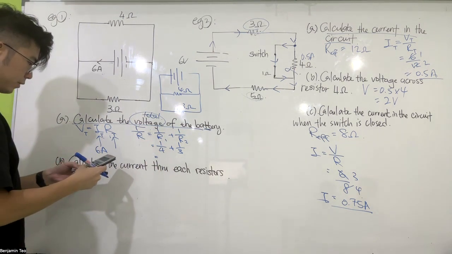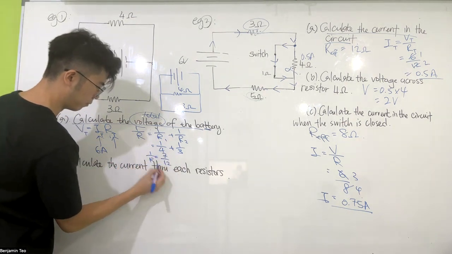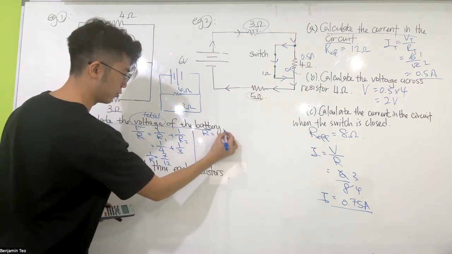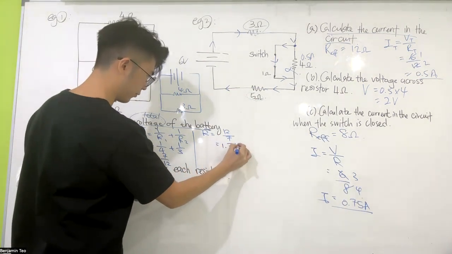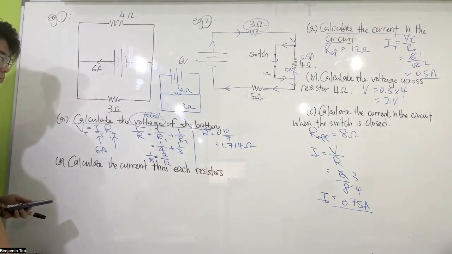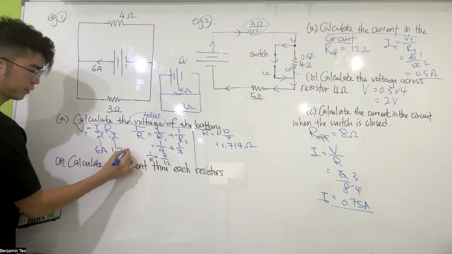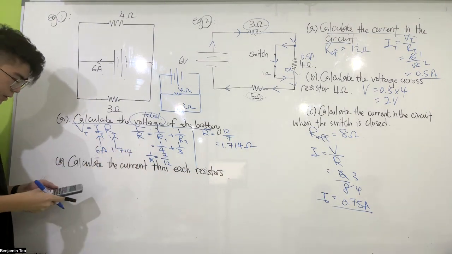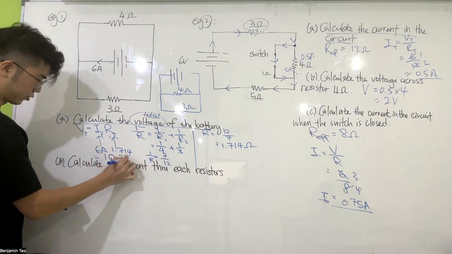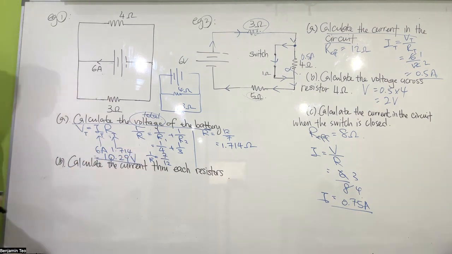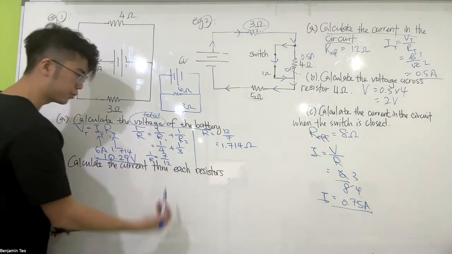Okay, what is this? 7 over 12. So R is 12 over 7, 1.714 ohm. Okay, you got your effective, your total resistance already. Put it inside here. V equals, this equals 10.29 volts. Right, everybody got it, right? 10.29. Okay. B, calculate the current through each resistor.